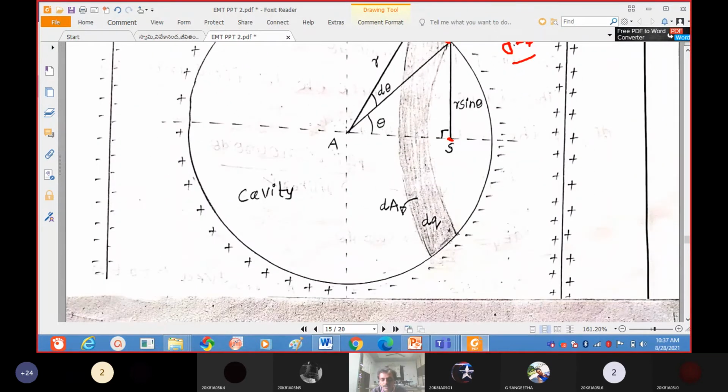Similarly, we can take this point also, this point also. What is the direction of polarization? The direction of polarization is like this. So this polarization also we can divide into two components: one is the horizontal component, another one is the vertical component.